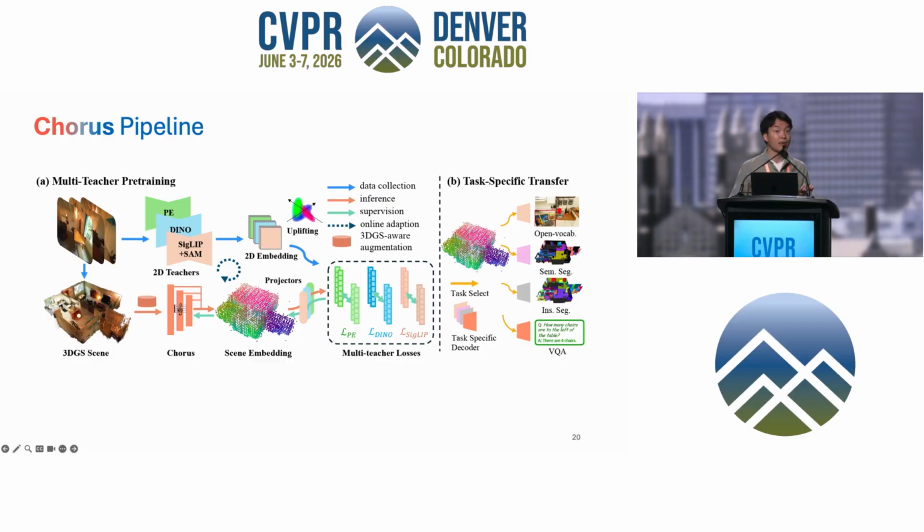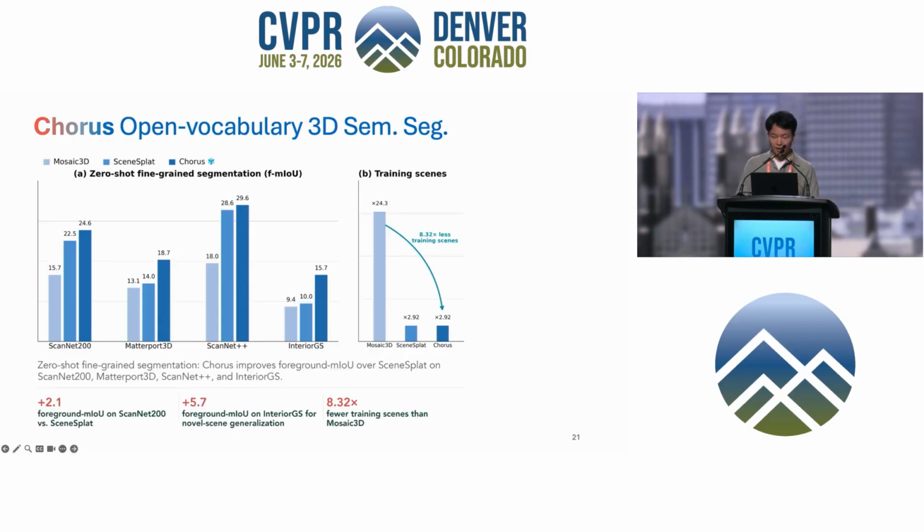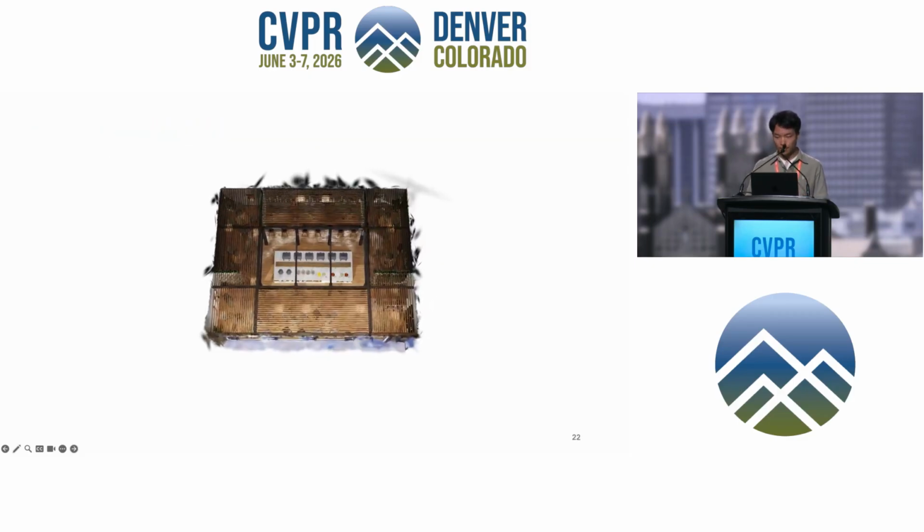Now let's see whether the embeddings are actually useful. The first evaluation is open vocabulary 3D semantic segmentation. Here, the encoder produces language-aligned scene features, and we query them directly by text labels. Course improves over SceneSplat over all 4 benchmarks here.